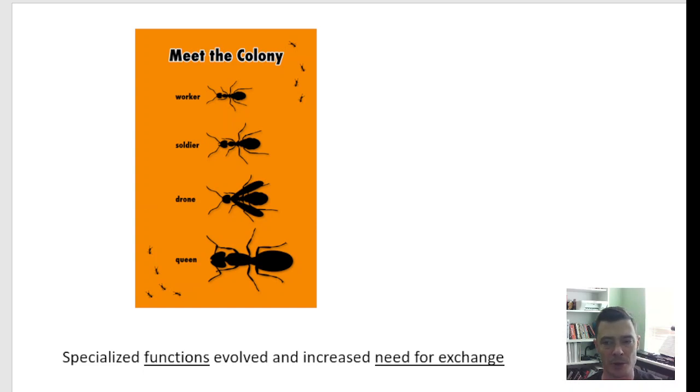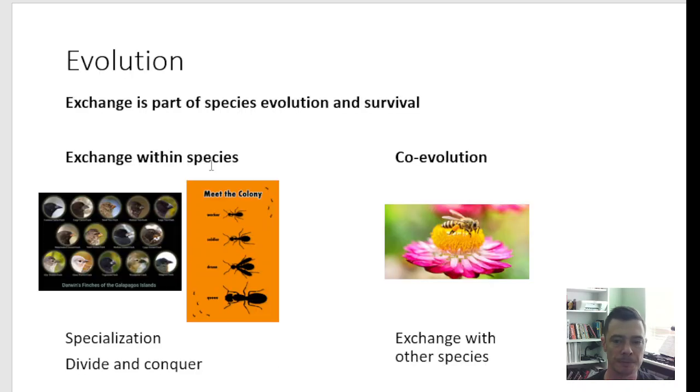And then ants. Ants are sometimes called the superorganism, and they evolved into very specialized functions. Specialization also went hand in hand with the need for every ant to cooperate and to exchange.